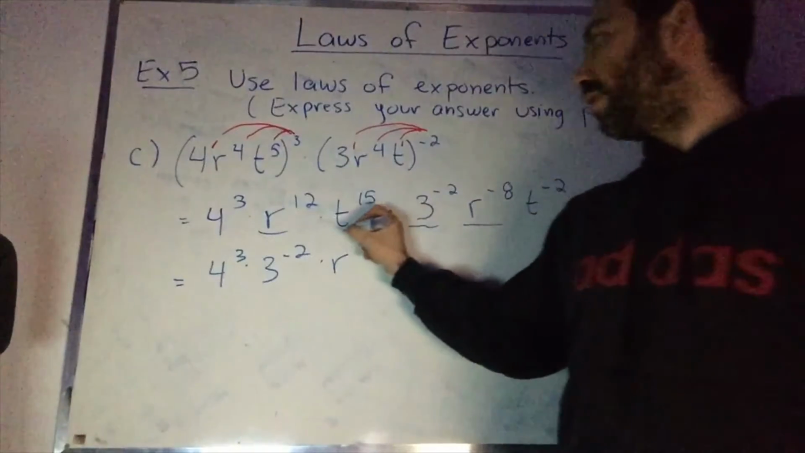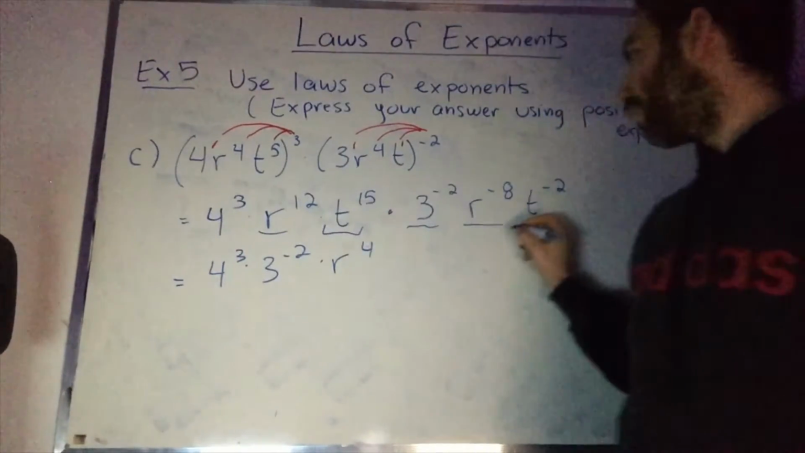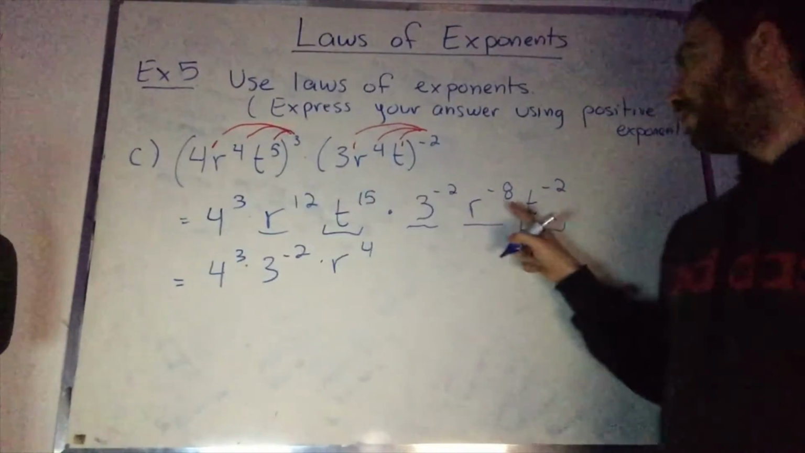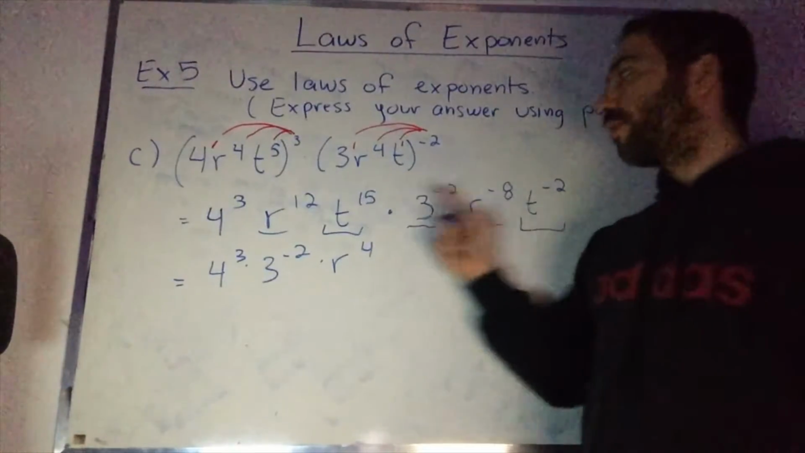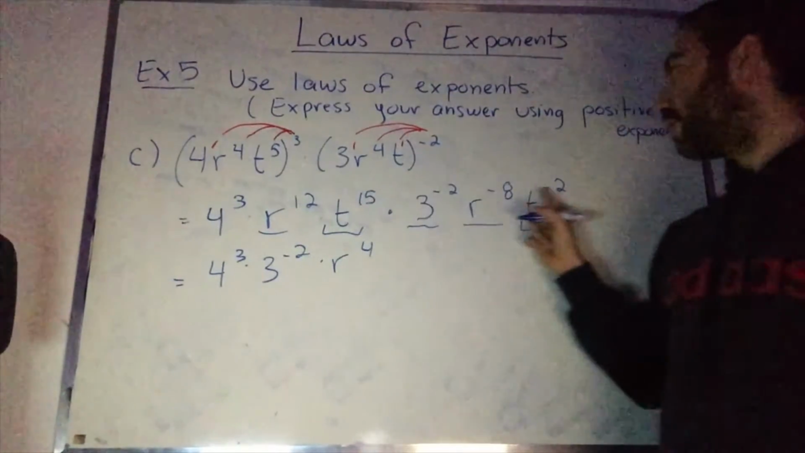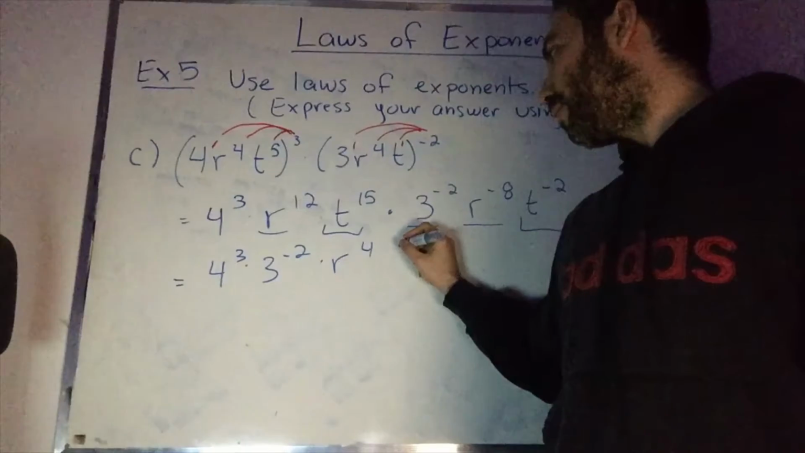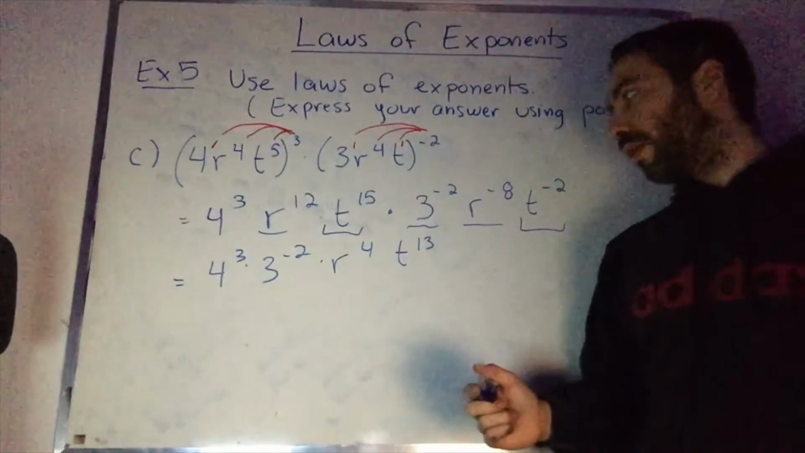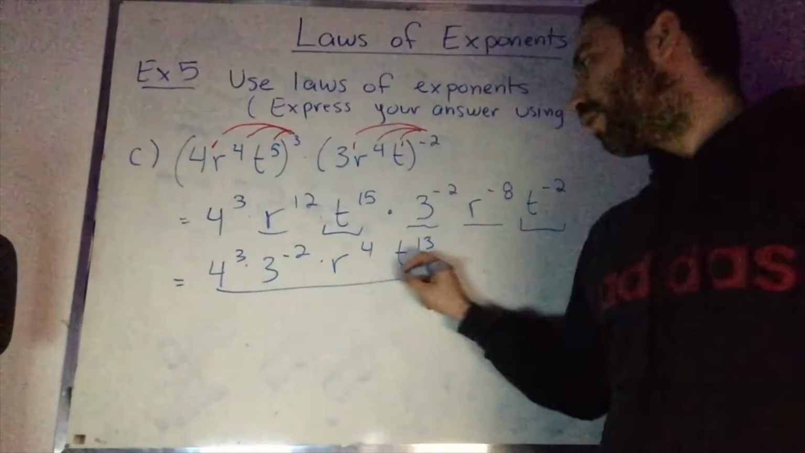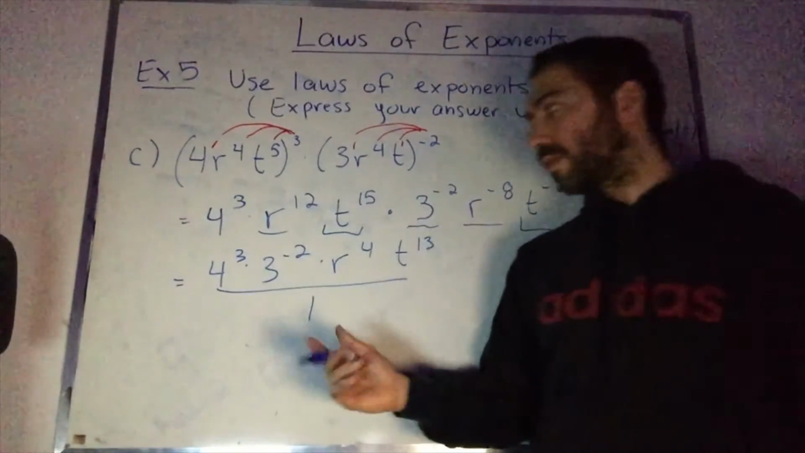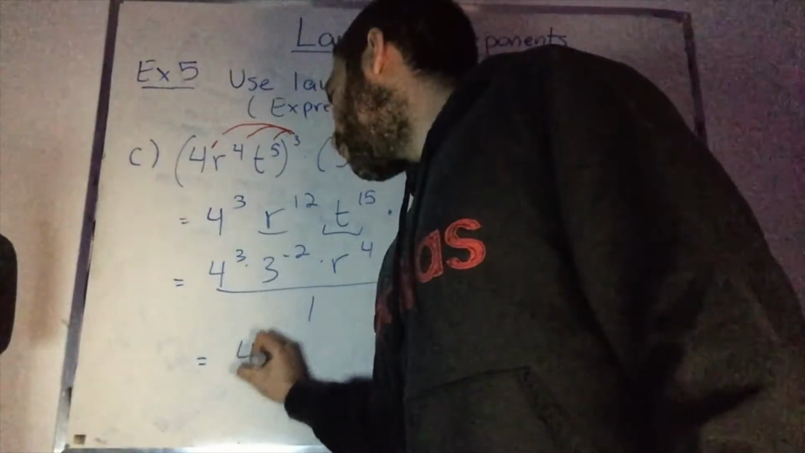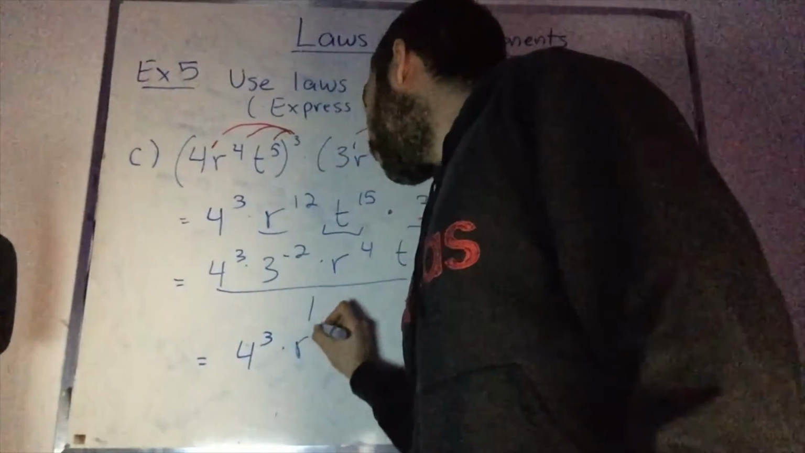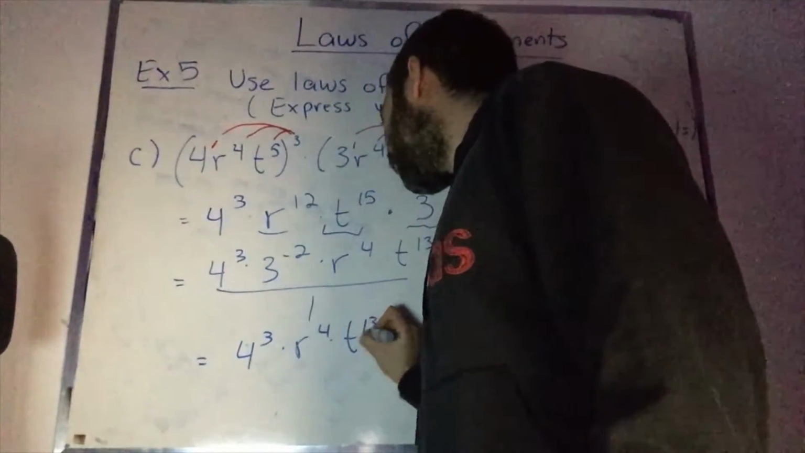And then we have our t's. So we have t to the 15 times t to the negative 2. We're multiplying, so we add the exponent. 15 plus negative 2 is the same as 15 minus 2. So we get t to the 13. Okay. So again, think of this as a number over 1. Every number is over 1. So the 4 stays upstairs. 4 to the 3 times r to the 4 times t to the 13.